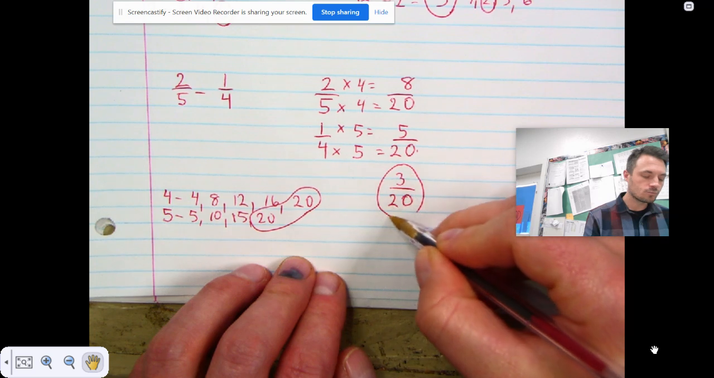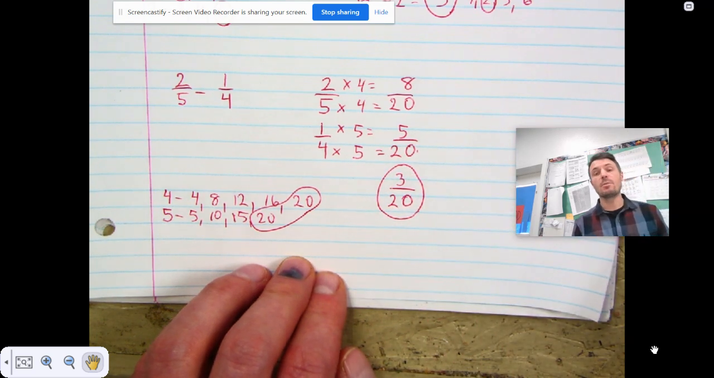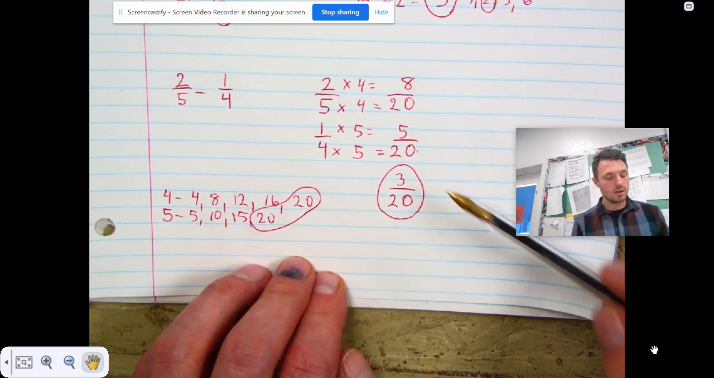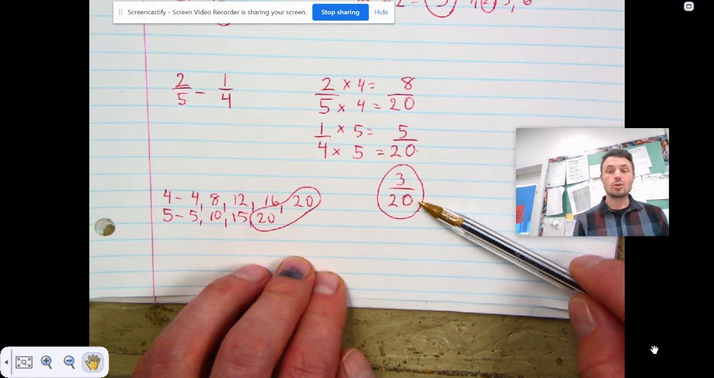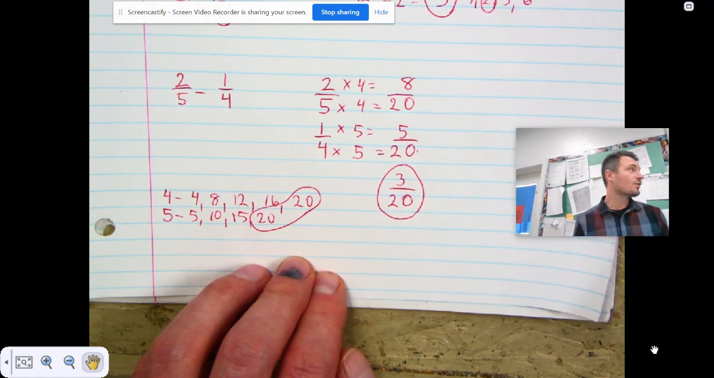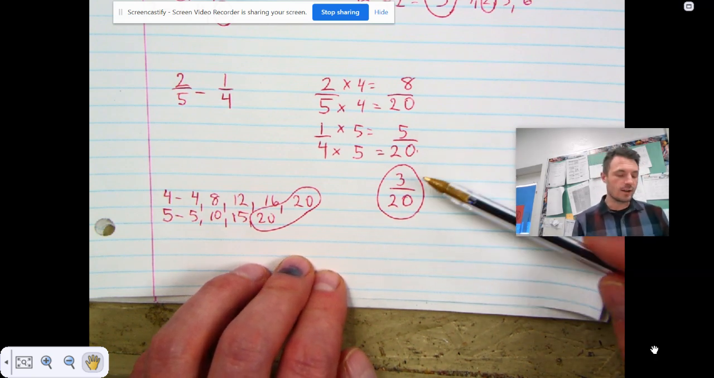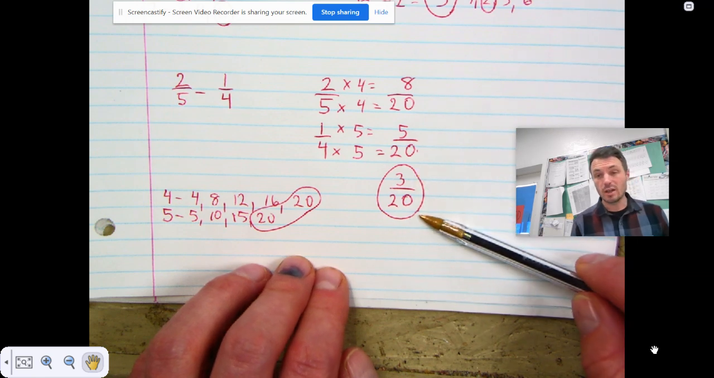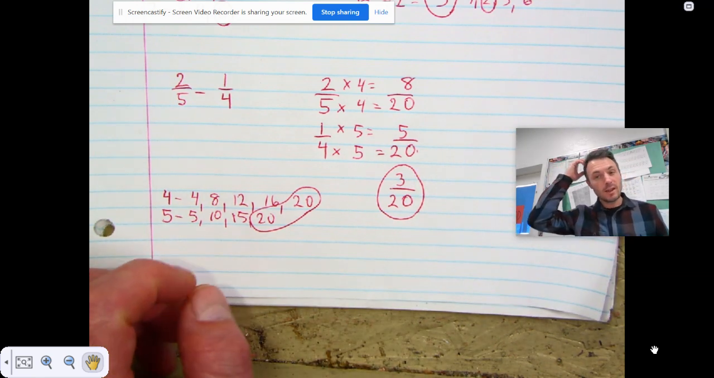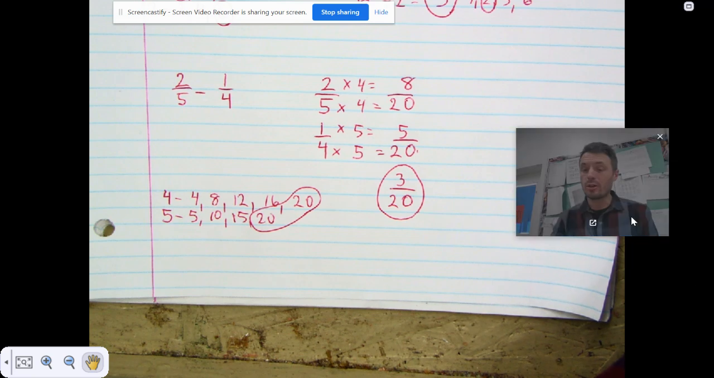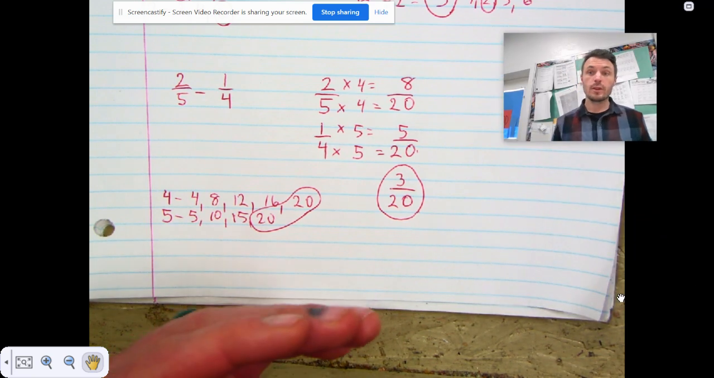This one won't have any common factors above 1 between 3 and 20. 1 will be the greatest common factor for both 3 and 20, so it's already in simplest form. Now, let's pretend we didn't already know that, because maybe some of you don't.